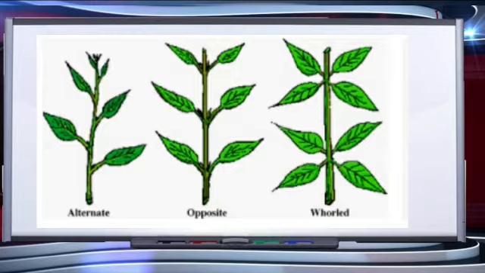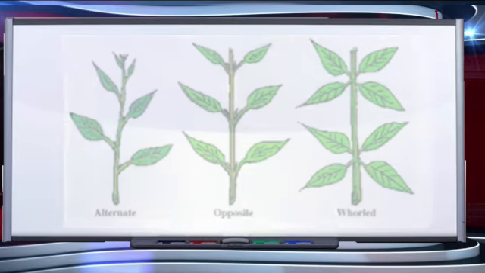If more than two leaves arise at a node and form a whorl, it is called whorled form of phyllotaxy, and common examples are Alstonia and Nerium.